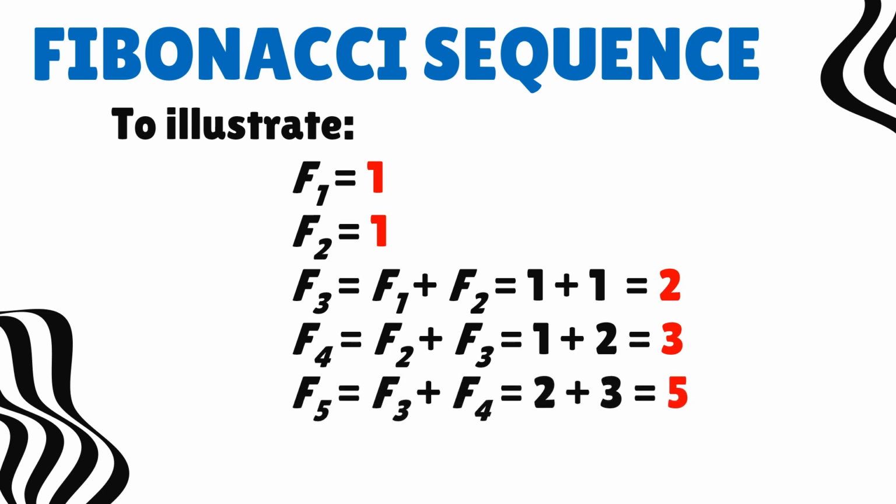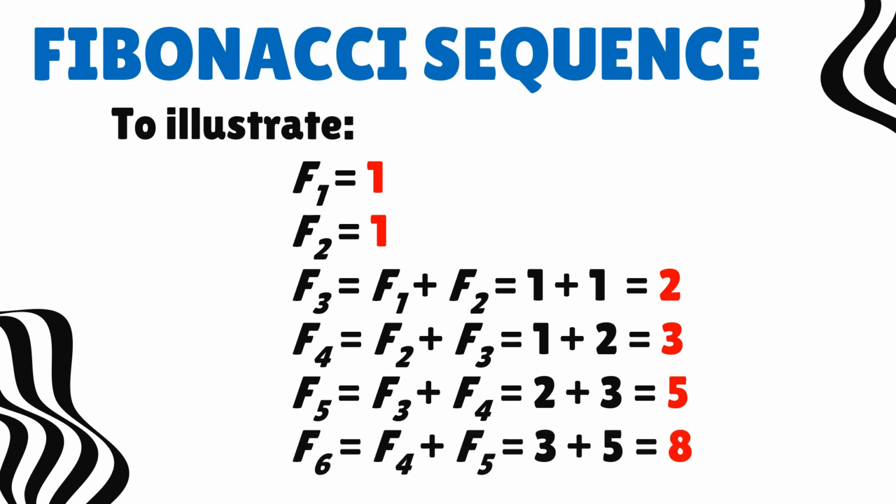To get the fifth term of the Fibonacci sequence, get the sum of its two preceding terms, which are F sub 3 and F sub 4, and their values are 2 and 3, and the result is 5. To get the sixth term, get the sum of its two preceding terms, which are F sub 4 and F sub 5, and their values are 3 and 5, and the result is 8.